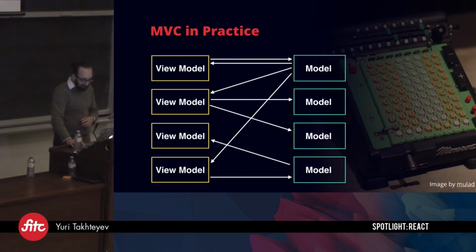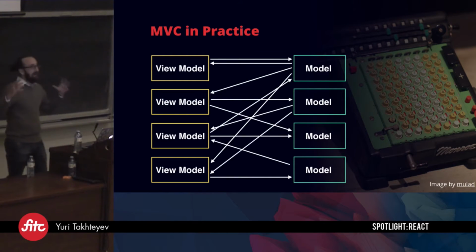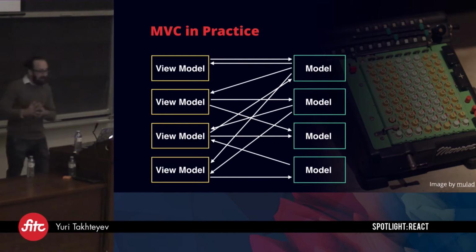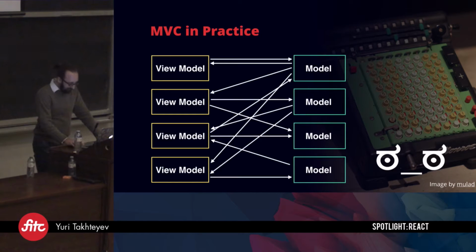And eventually you end up with something that looks more like this, and this is your MVC today in practice, right? And this is assuming that you don't have view models talking to each other, which makes things even worse, right? So this is practically what you usually end up with. And that's not happy.